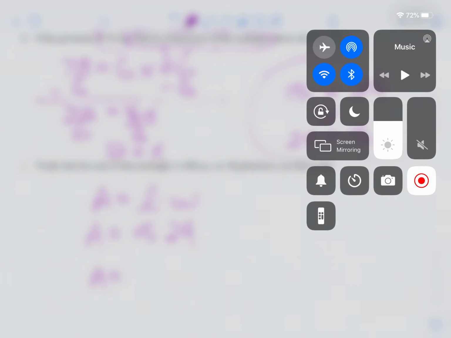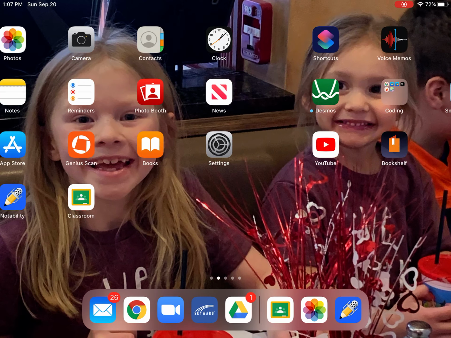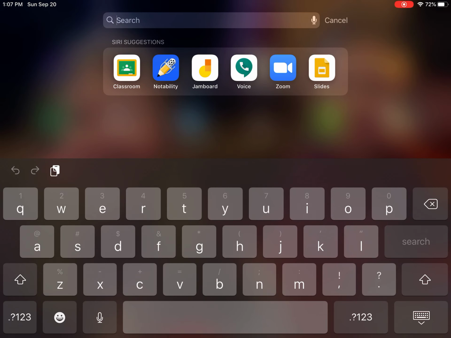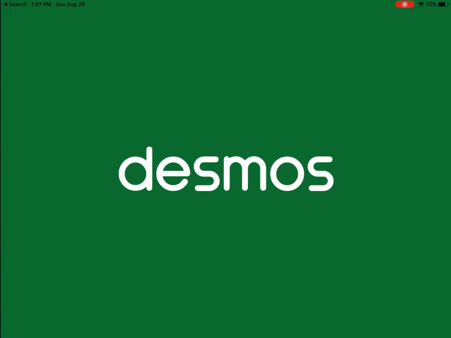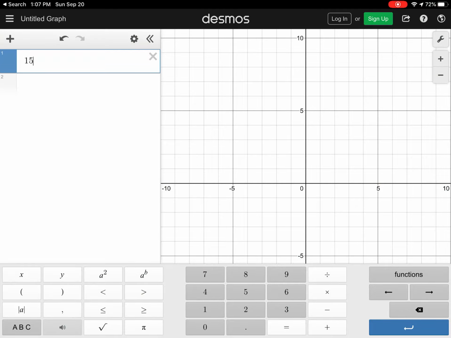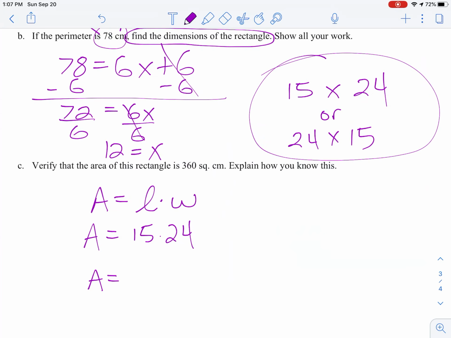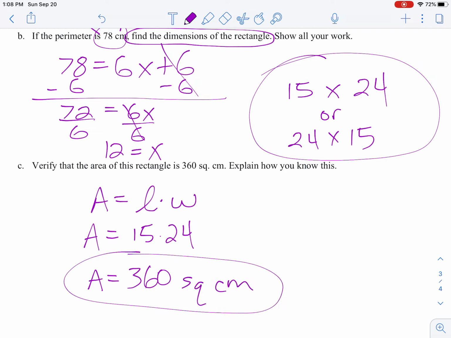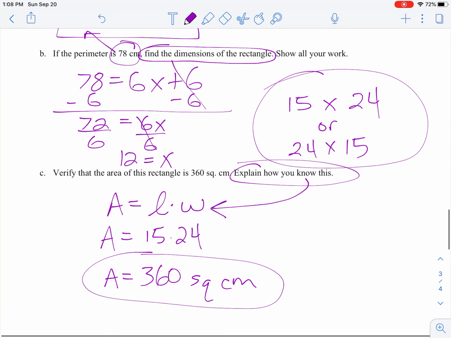And then we can calculate that in our calculator. Let's see, I'll open up decimals real quick just to verify. So 15 times 24 is 360. So there we go, 360 square centimeters. And I think this is enough for explain how you know this because you know that the area is length times width. So I think that showing your work explains how you know that it's 360 square centimeters.